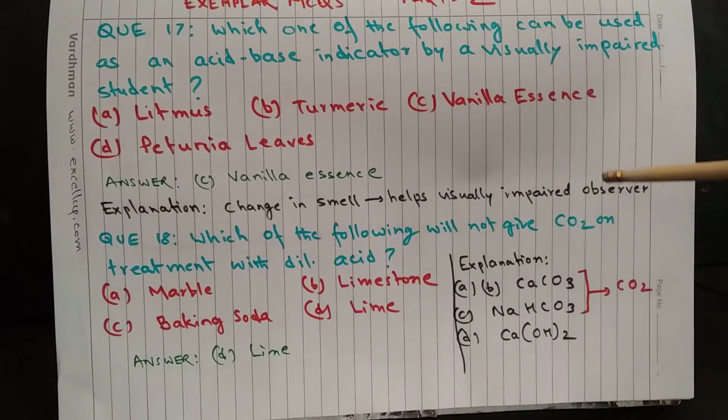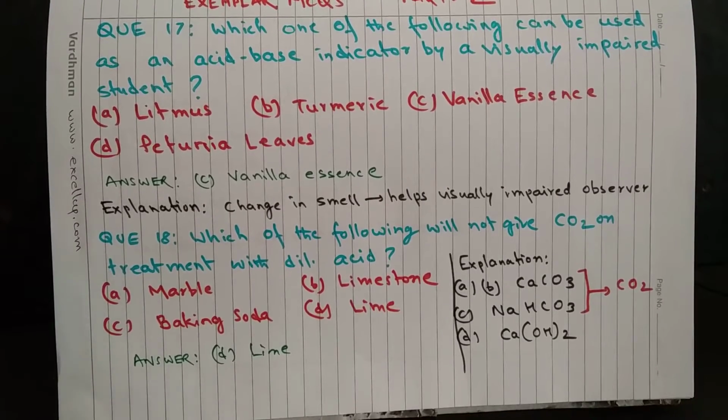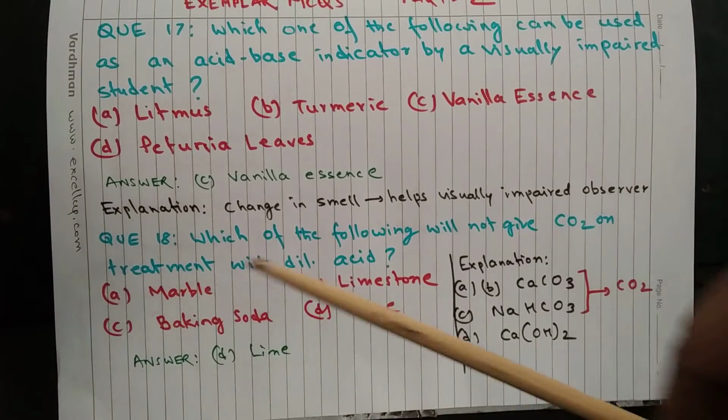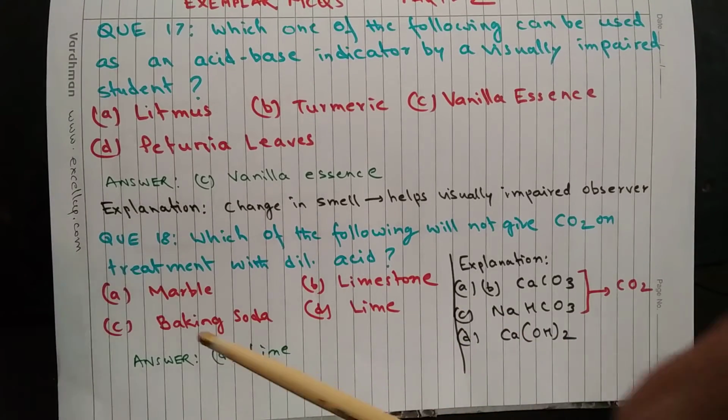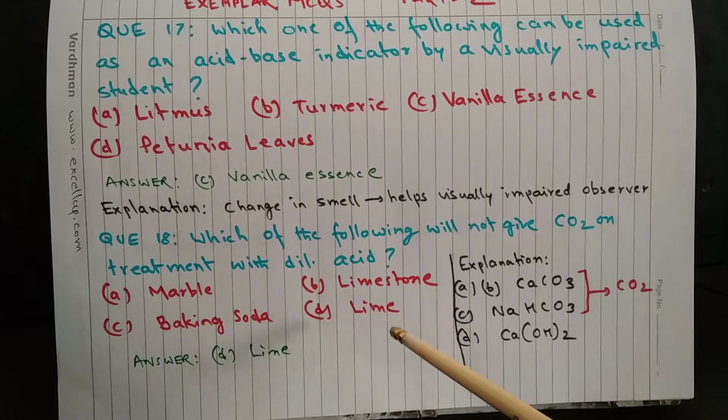Question 18. Which of the following will not give carbon dioxide on treatment with dilute acid? A. Marble, B. Limestone, C. Baking soda and D. Lime.